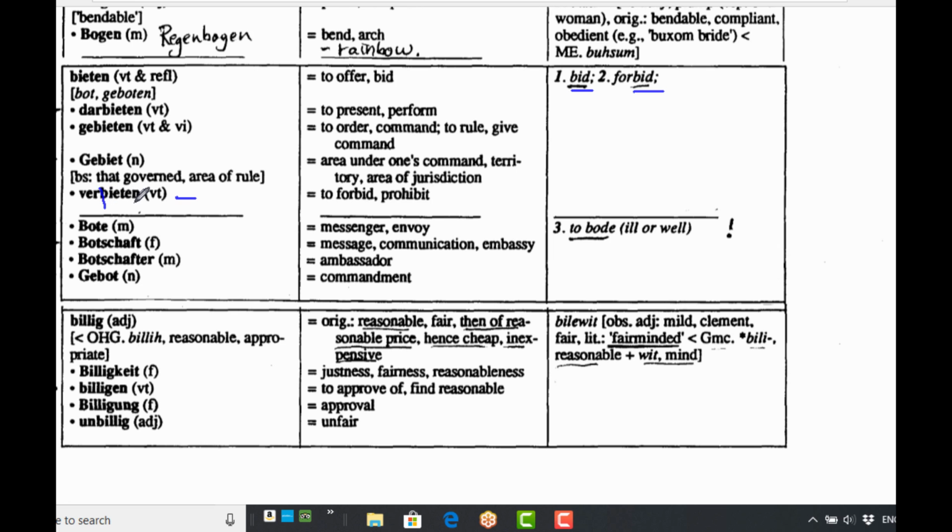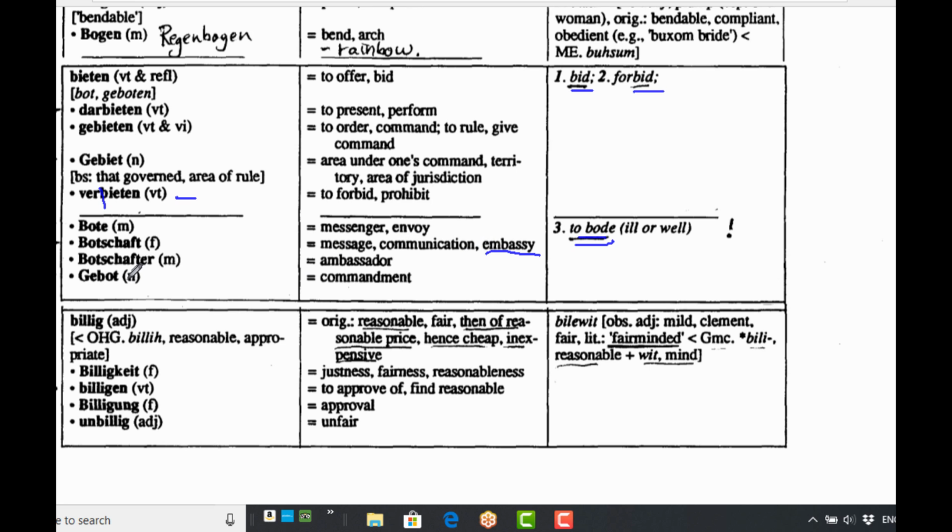Then Bote, der Bote, looks like a feminine noun, but it's masculine. To bode ill or well, that's very clearly a connection. So our word "to bode" comes from the German. And Botschaft is very common, which means a message or an embassy. So the embassy in Washington, or in any country, is die Botschaft von Deutschland, or something like that.